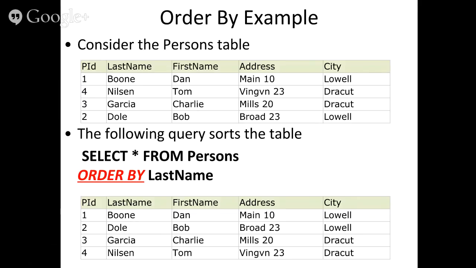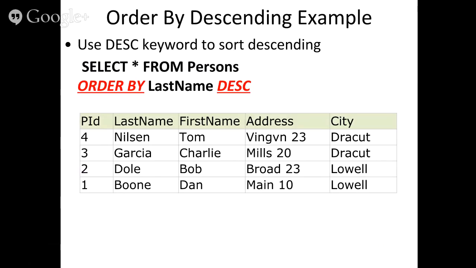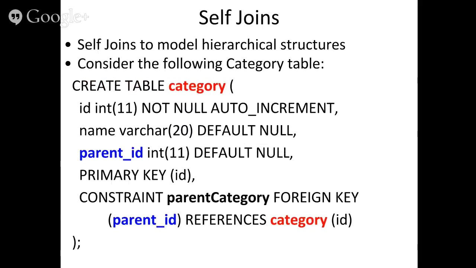So for instance, over here, we can say, select all the persons, but order them by last name. Initially they were not ordered, but when it generates it, we have Boone, Dole, Garcia, and Nilsson. Or descending, so it goes backwards: Nilsson, Garcia, Dole, and Boone.